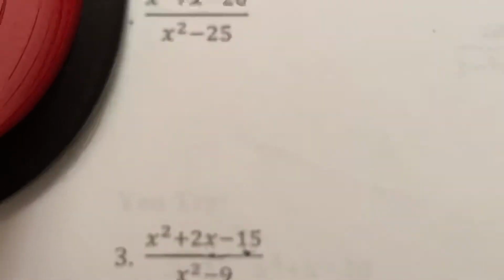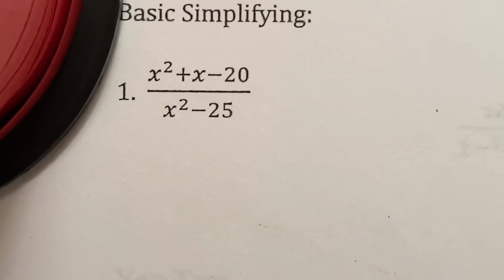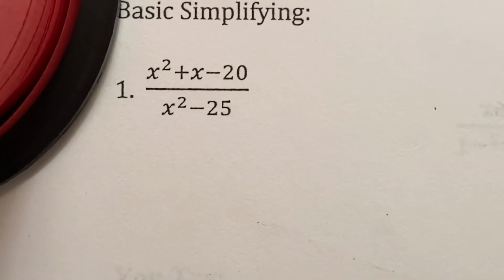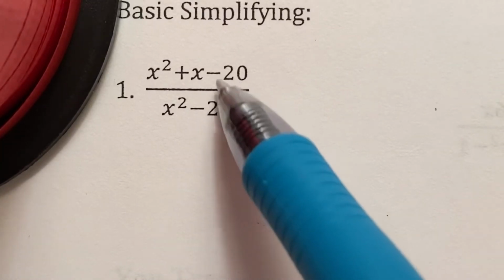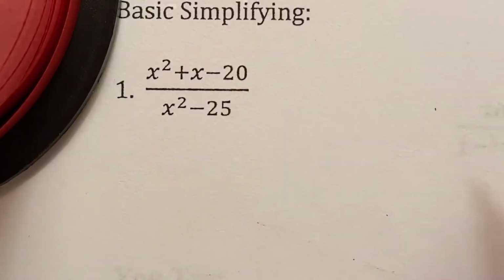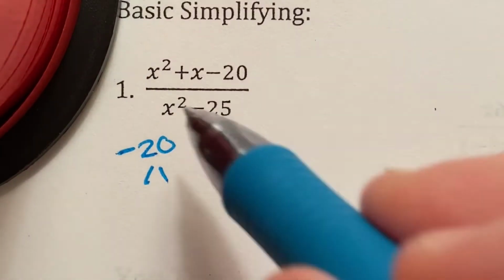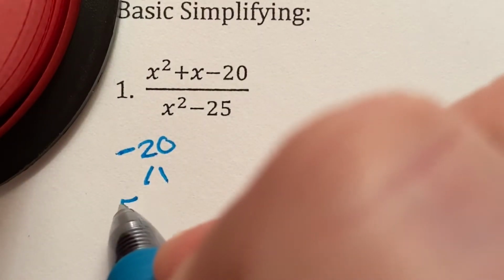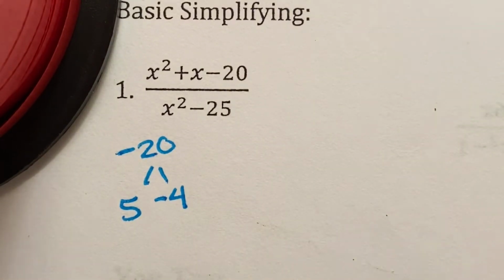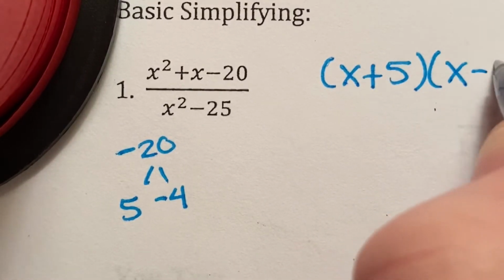All right, so for example 1, and again, we are on page 29 in your packet. You're going to have to factor the numerator and the denominator. So if you look at this numerator, you have to think, what can you multiply to get negative 20 that adds together to give you a positive 1? And it would be positive 5 and negative 4. So the numerator would factor to be x plus 5 and x minus 4.